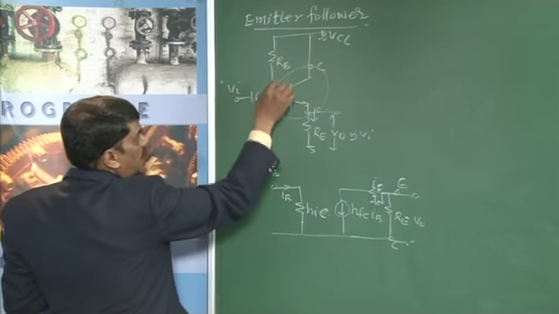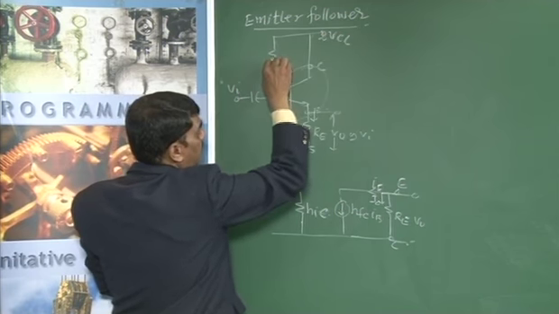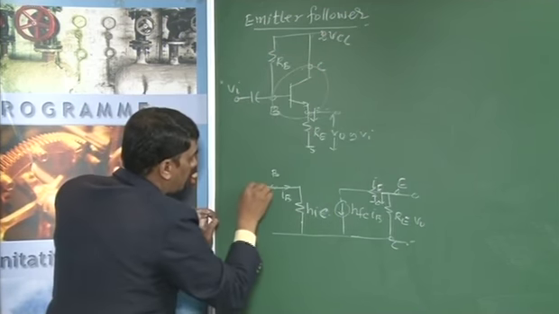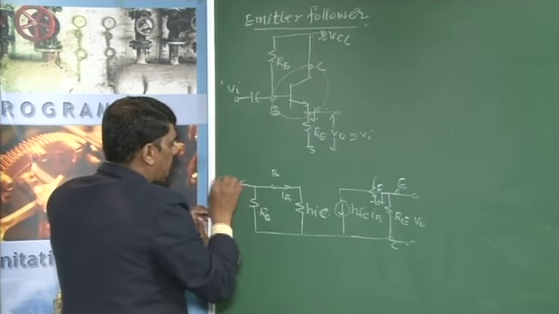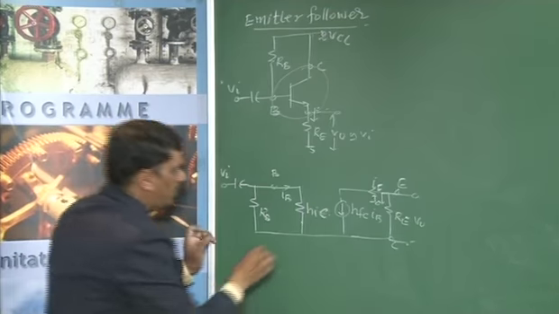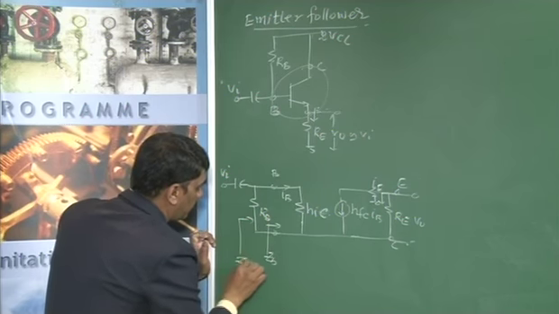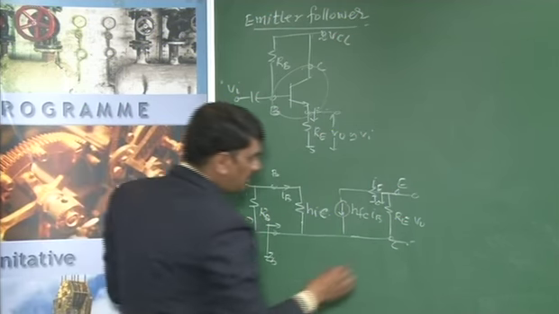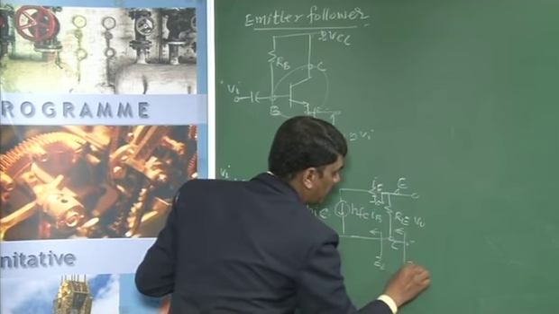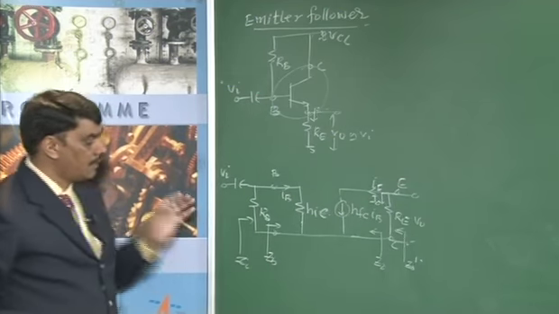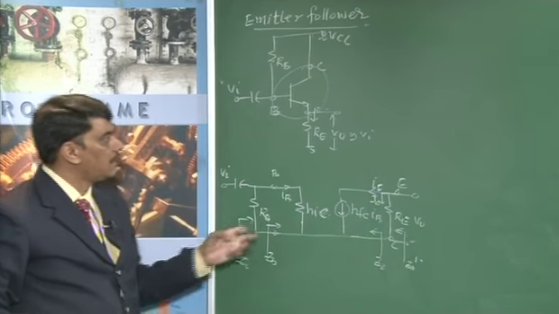Then, transferring the base, since it is grounded, RB lies between the base and the collector. This is your RB, and the input is applied at this point. Looking into this terminal, this is your ZB. Looking into this terminal, this is equal to ZI. Looking into this terminal, this is Z0, and considering the output resistance, this is Z0 dash. We need to determine the input impedance, output impedance, voltage gain and current gain.